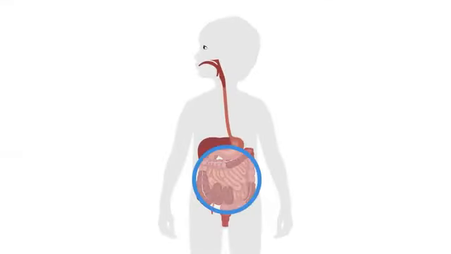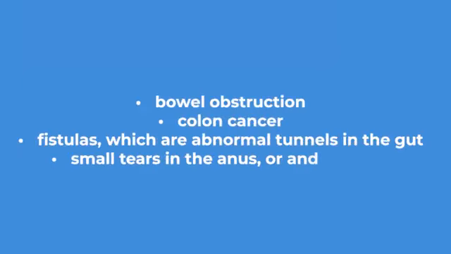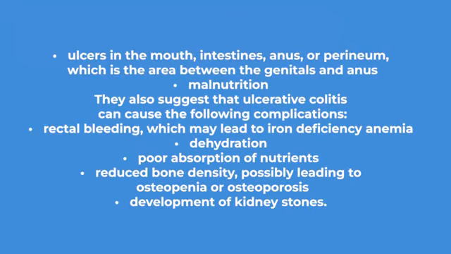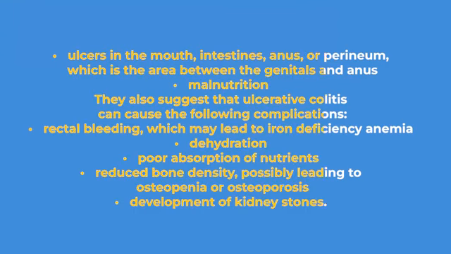Complications. Some possible complications of Crohn's disease include bowel obstruction, colorectal cancer, fistulas, which are abnormal tunnels in the gut, small tears in the anus or anal fissure, ulcers in the mouth, intestine, anus or perineum, which is the area between the genitals and anus, and malnutrition. Ulcerative colitis can cause complications such as rectal bleeding, which may lead to iron deficiency anemia, dehydration, poor absorption of nutrients, reduced bone density, possibly leading to osteopenia or osteoporosis, and development of kidney stones.